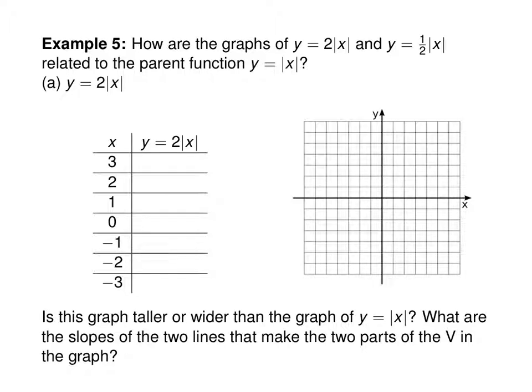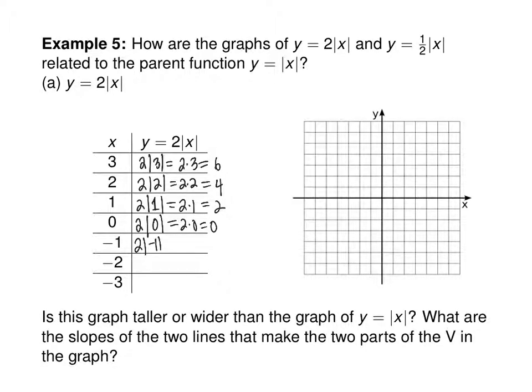Okay, so here we're going to talk about stretching the graphs. So here we have 2 times absolute value of x, and we're going to see how that relates to the parent function. So if I input 3, 2 absolute value 3 will be the same thing as 2 times 3 or 6. If I input 2, 2 absolute value 2, same thing as 2 times 2, which is 4. If I input 1, 2 absolute value of 1 will be 2 times 1, or 2. For 0, 2 absolute value 0 will be 2 times 0, or 0.